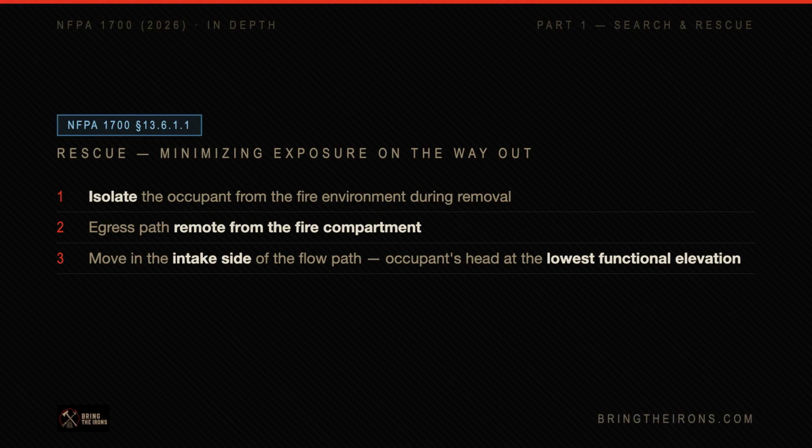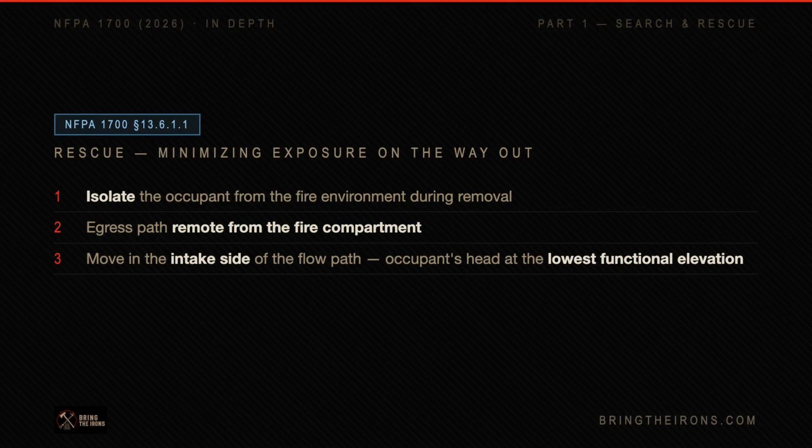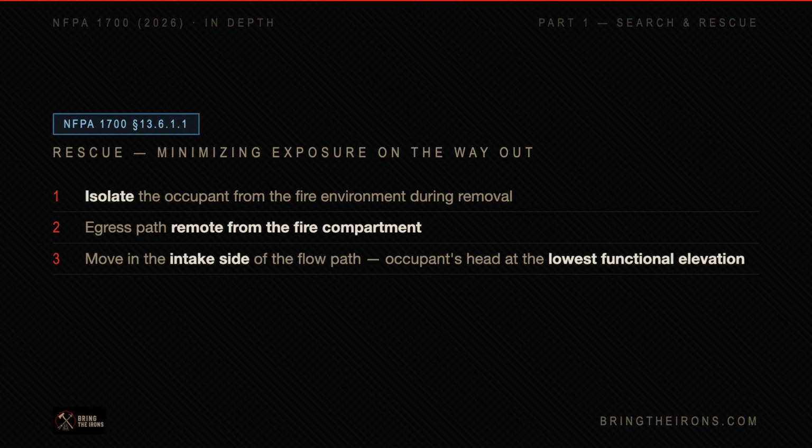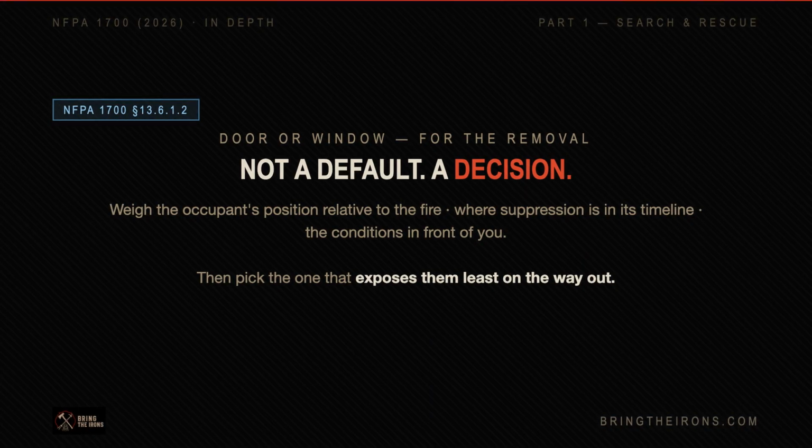Then the second half of the chapter, which is rescue, the removal itself. 3 ways the standard says to minimize what the occupant absorbs on the way out. Isolate them from the fire environment during the removal. Pick an egress path remote from the fire compartment. And move in the intake side of the flow path, with the occupant's head at the lowest functional elevation. And whether you take them out a door or a window is its own decision, not a default.